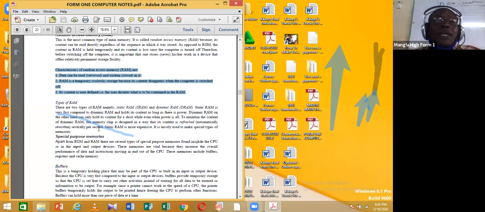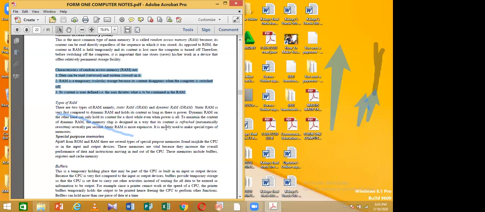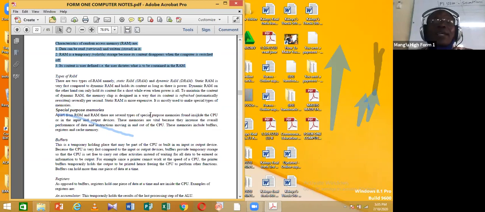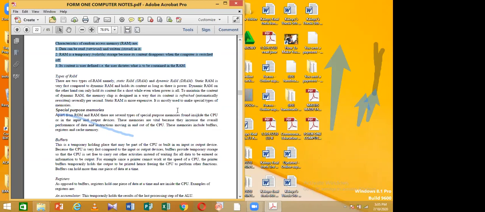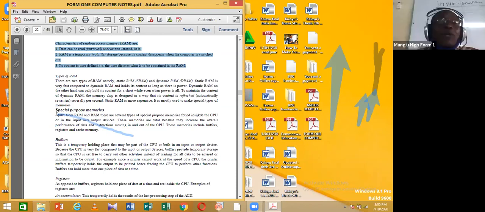On the other hand, its content is short-lived. It's not short-lived compared with dynamic. Those are some of the characteristics you're going to find as you cover this area. I know you have gone through them. Dynamic is the opposite. Now, here we have special purpose memories.